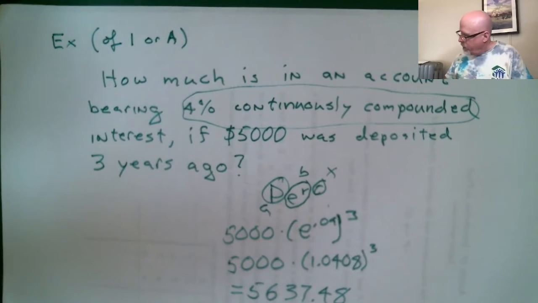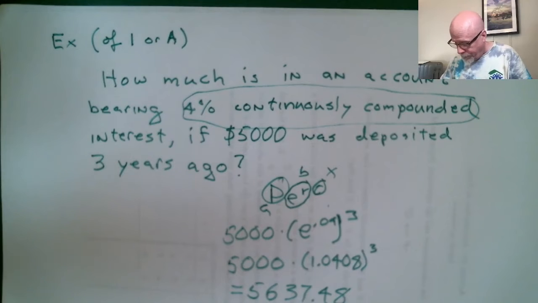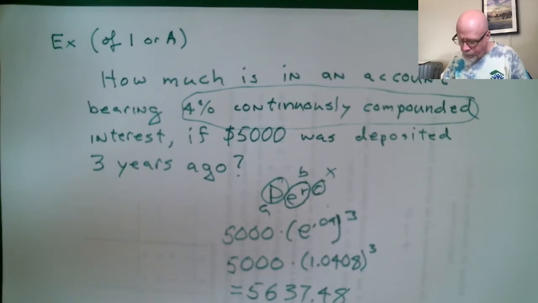So that's pretty good. I mean, it's not a great amount of money, but you've earned $600 of interest on a $5,000 investment in a few years. Yeah. So that's a type 1 or strategy A example.